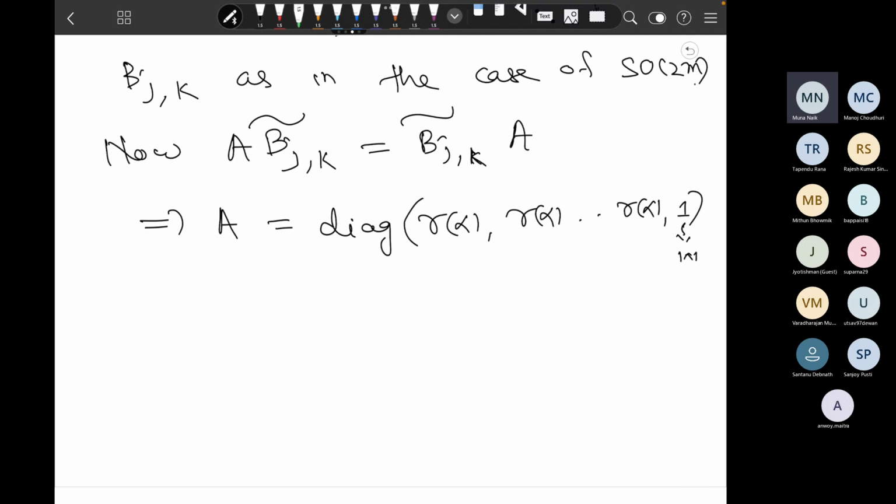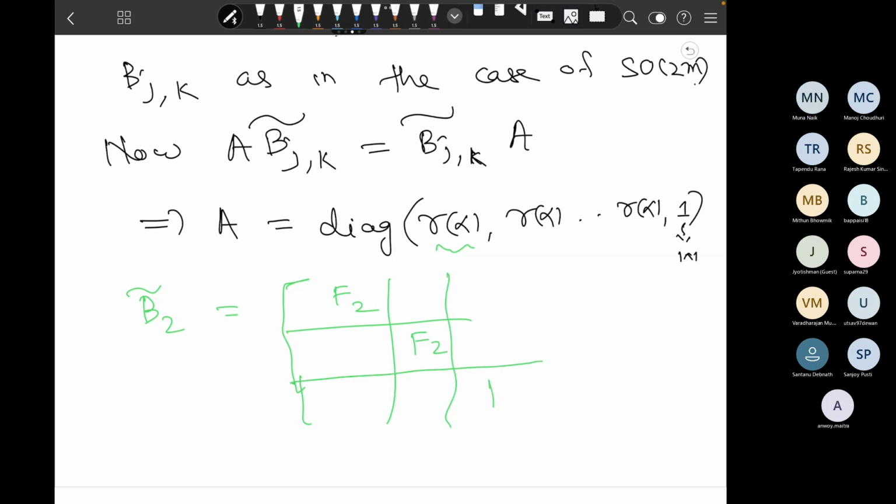Now I have to conclude this first: R alpha is equal to identity, or R alpha is equal to minus identity. For that reason, I will choose this B2 tilde. The natural thing is that you should choose the diagonal of F2, then F2, and the rest of the entries are identity.